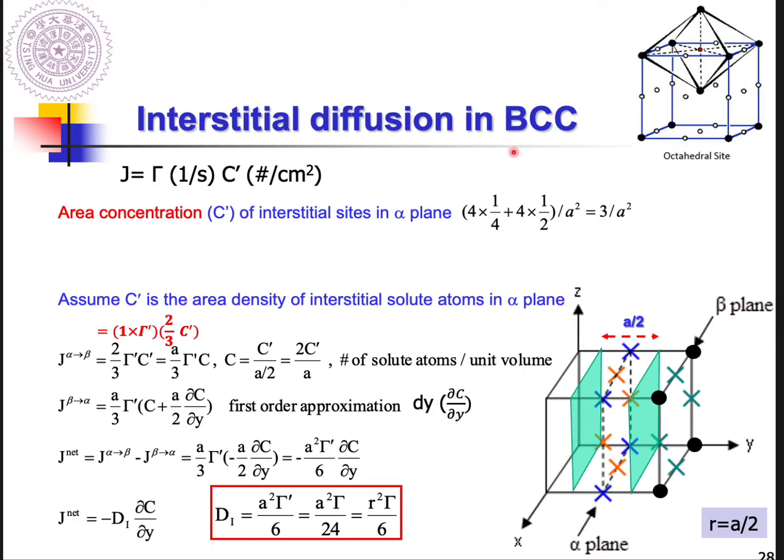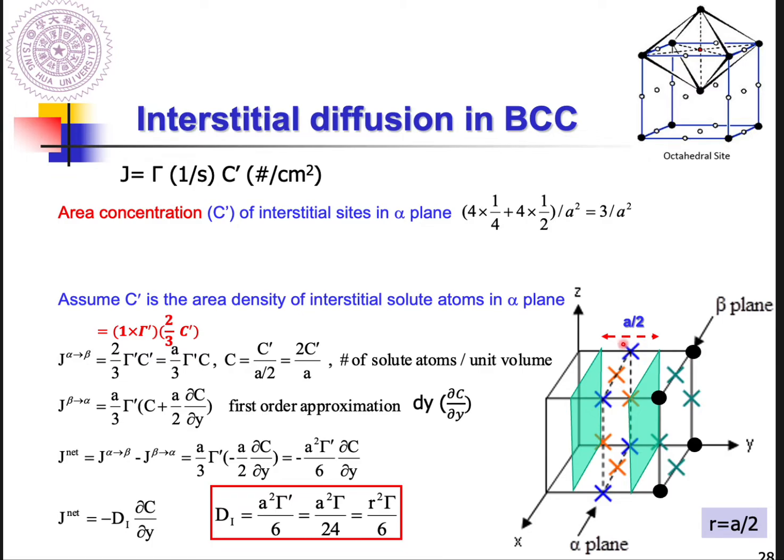So this is a BCC. We do the same thing: we draw the simple cubic, the unit cell of BCC, expressed like this, and we also label all the possible octahedral interstitial sites. In order to formulate the flux and get the net flux, we need to define two planes. Here we define the alpha plane and the beta plane. This will allow us to define the flux, right? So this is the alpha plane, and this is the beta plane of the BCC.